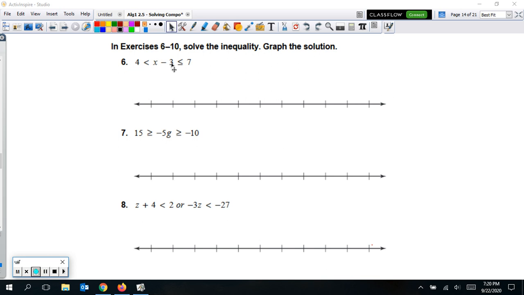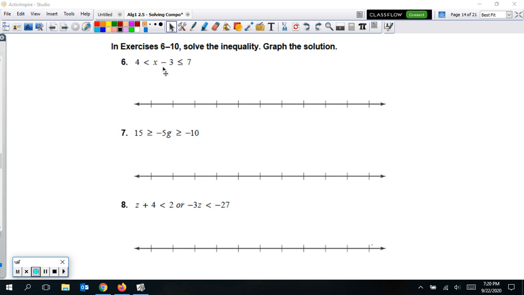We could have two inequalities here. We would just have to use this in-between part twice. So we could say 4 is less than x minus 3. That would be one of the inequalities. And we can also say that x minus 3 is less than or equal to 7. That would be another inequality. So there are two inequalities there if we wanted to separate it out. But we'll keep it all together this way. I think it's just as easy to solve it being together.